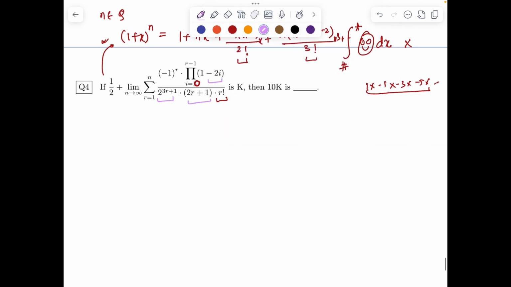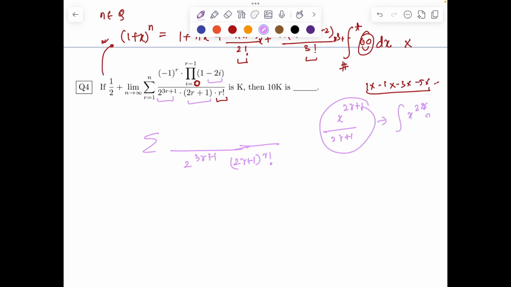Okay, so first thing I'm going to do is to take 2 common. So the given expression can be written as 2 to the power 3r plus 1 over (2r plus 1) times r factorial, and our motivation is somehow to bring x to the power 2r plus 1 in the numerator, since 2r plus 1 is there in the denominator, because this is the integration of x to the power 2r dx. So somehow this can be linked with an integral and we'll be able to sum it easily, right?